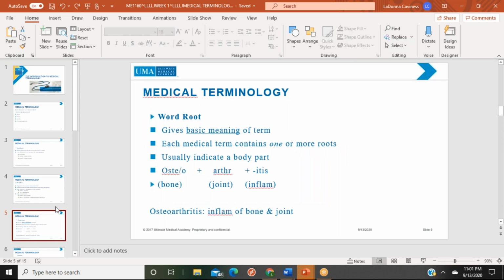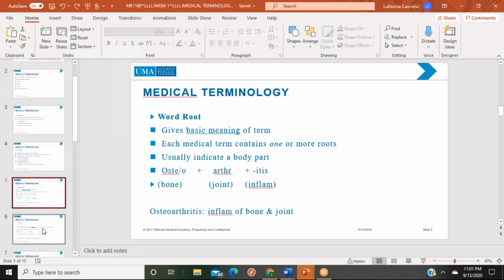Word roots continue. They give the basic meaning of the word. Each medical term contains one or more roots, usually indicating a body part, and I've provided some examples here. So osteo equals bone, ARTHR equals joint, ITIS equals inflammation, osteoarthritis, inflammation of the bone and joint.